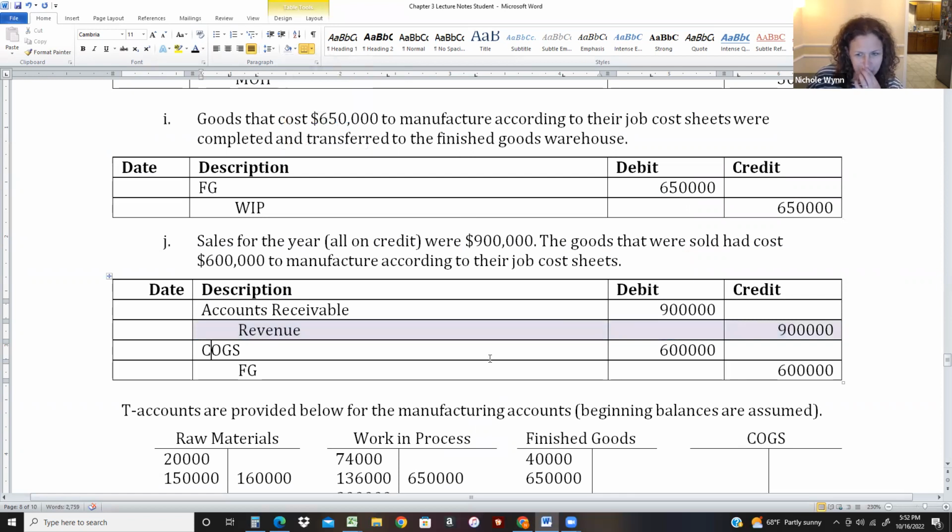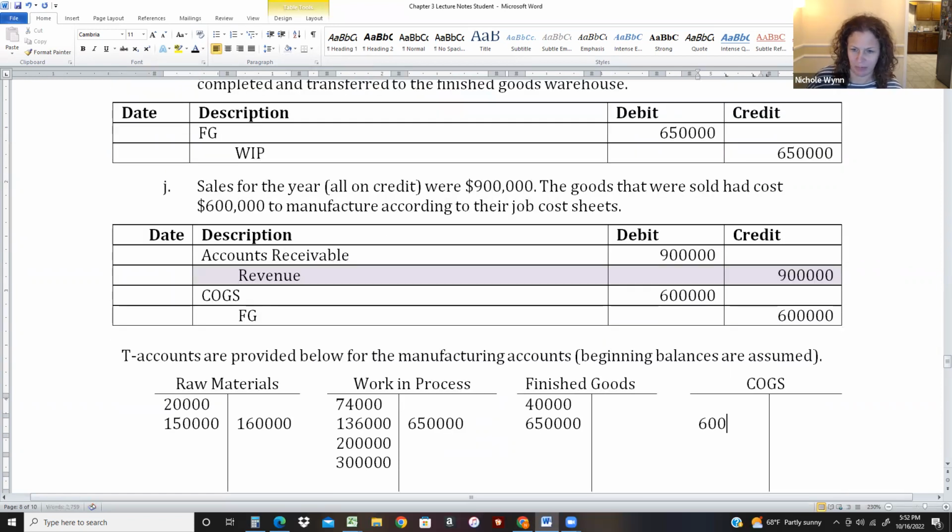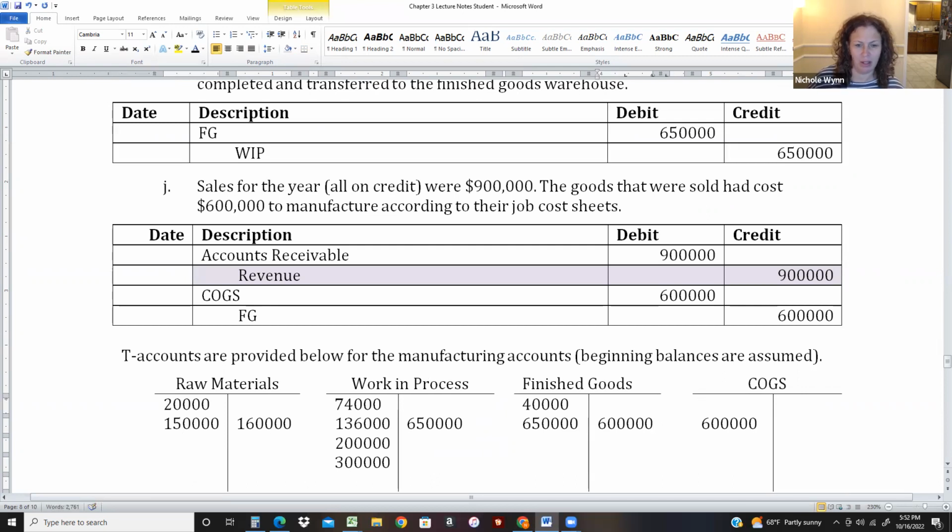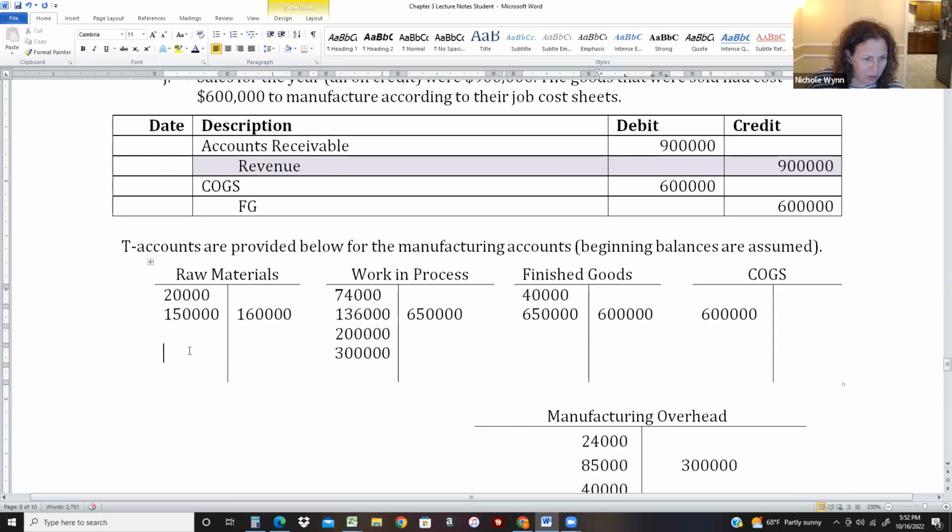Okay, but COGS is 600. And then I need to find my balances and everything. So I'm going to draw a line all the way across. And here I have 20 and 150, which is 170 minus 160. So this one looks like 10. Double underline it.